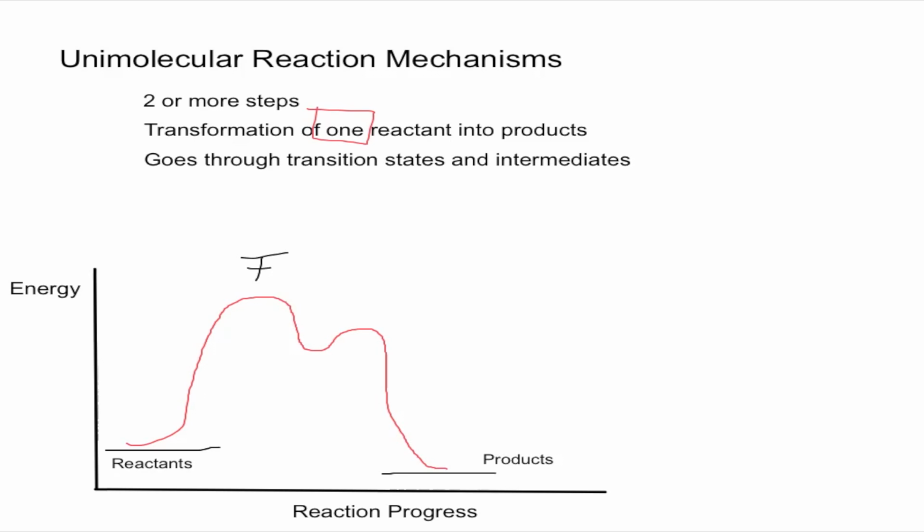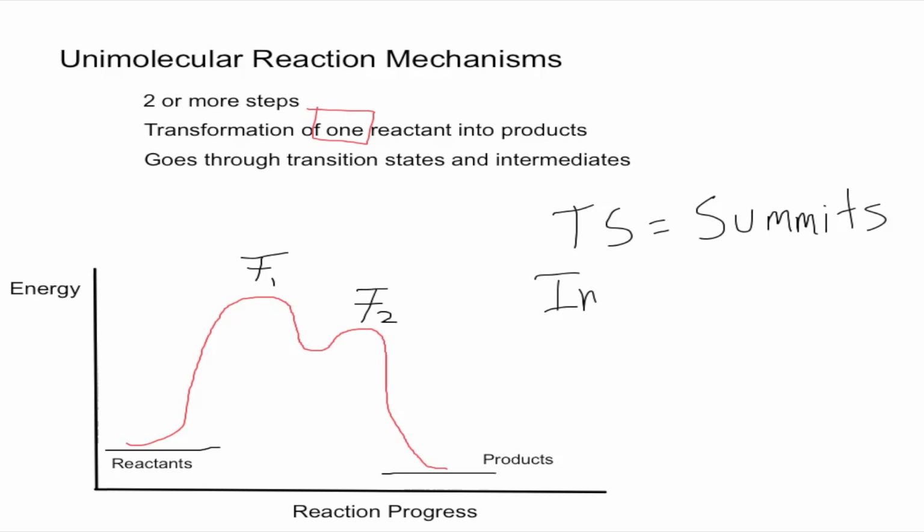Now because we have two summits, we're going to have two different transition states. We mark this as number 1, number 2. And like I said, transition states will be in the summit. Now the key to finding the intermediates is to look for the valleys. So in this case, right here would be our intermediate, our valley.